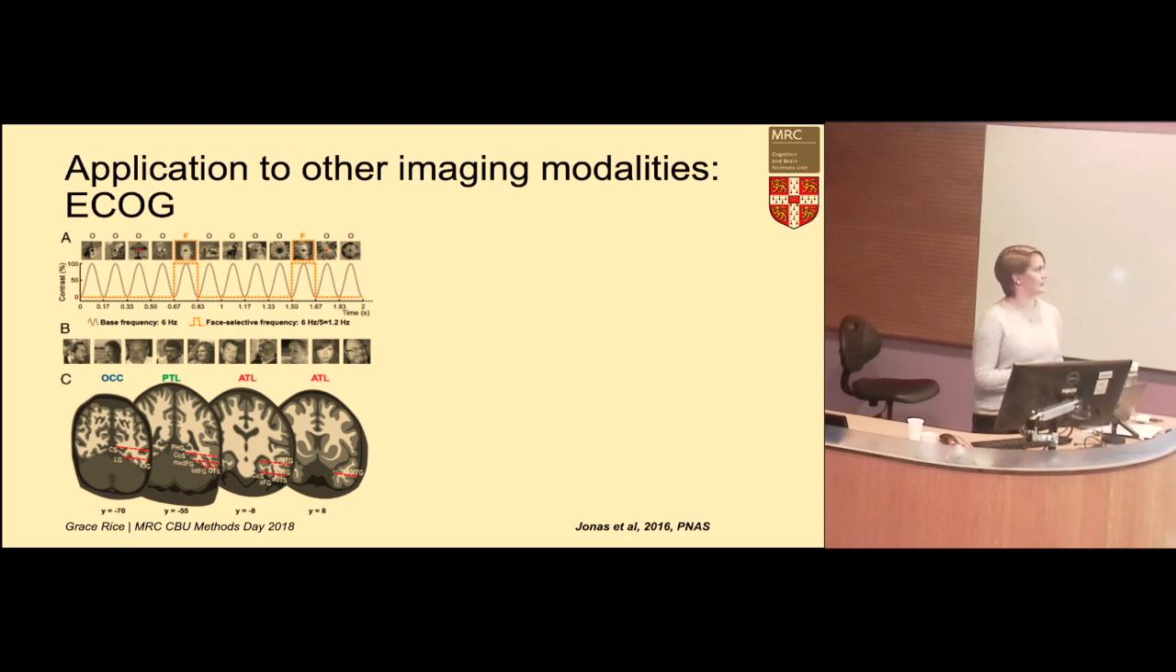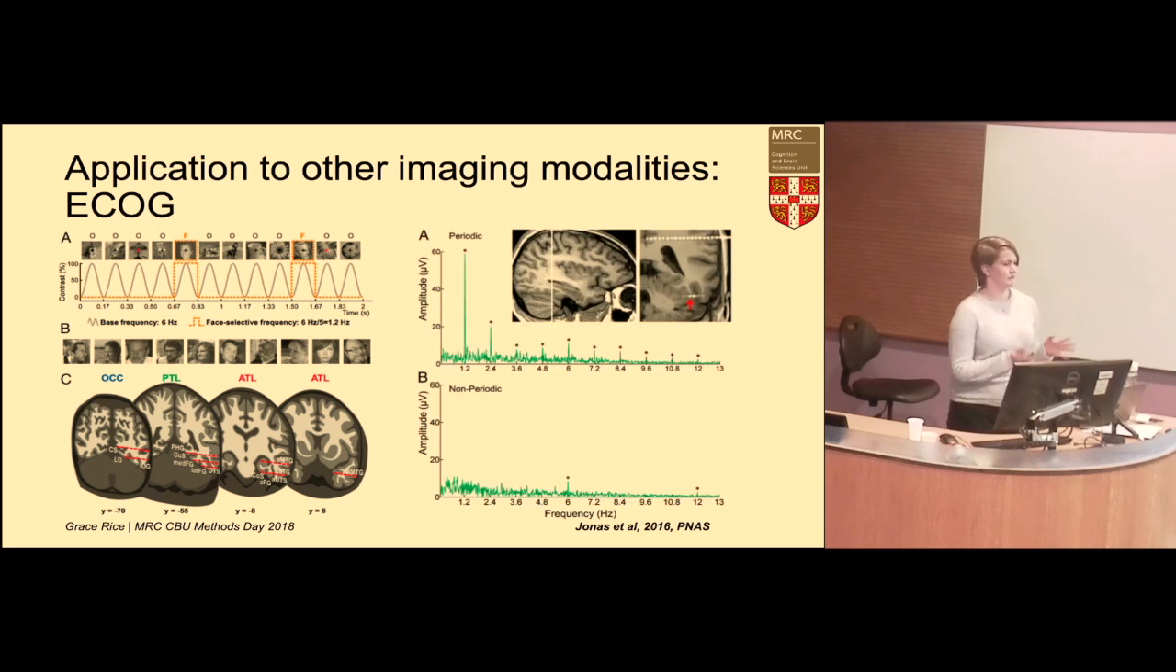These data were collected as bedside ECOG data, using the exact same task as I showed you at the beginning with the objects and the faces, but this time they're measuring from individual electrodes placed directly on the cortex of the patients. And similarly to what they found in healthy participants using EEG, you also see these periodic responses. This plot is showing one example from one patient, from this electrode, which is in the posterior fusiform gyrus.